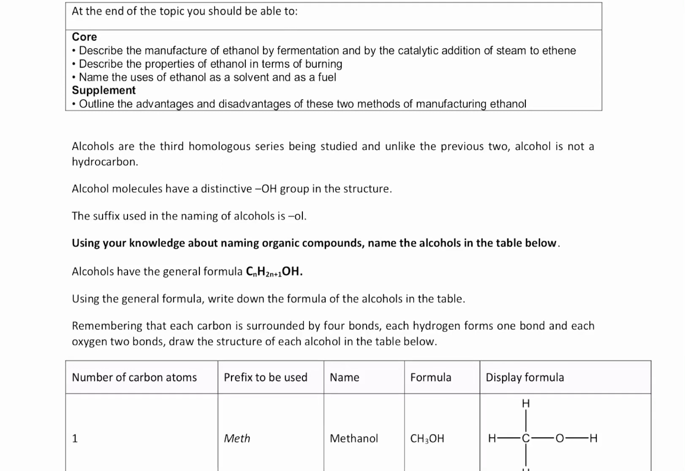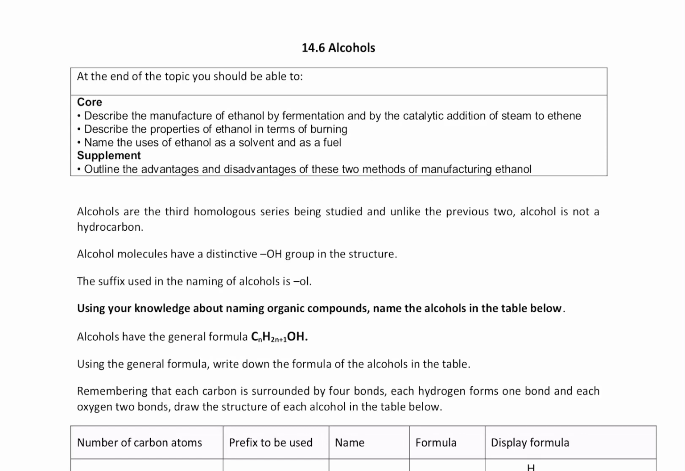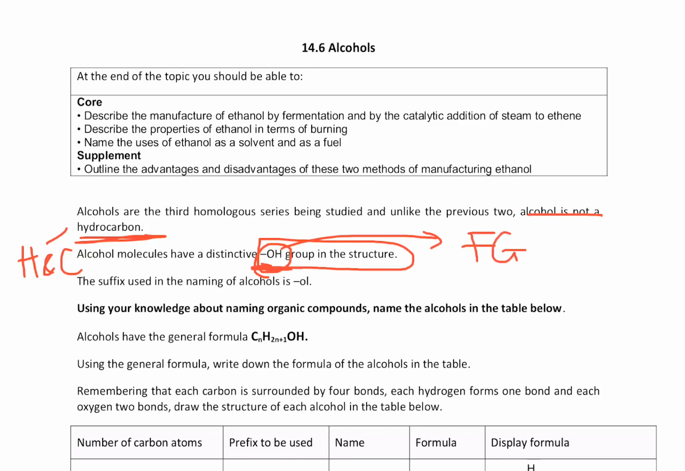Hi everyone, so we're going to look at alcohols. It's the third homologous series that we are going to be studying, and alcohol is not a hydrocarbon, so it does not contain only hydrogen and carbon. There is also oxygen in it. So there is an OH group in the structure. That OH is actually the functional group, and all alcohol names end with ol. So then you'll have the names methanol, ethanol, propanol, butanol.